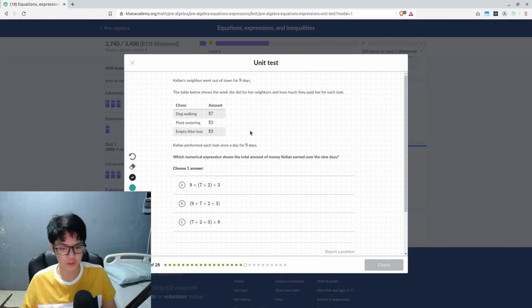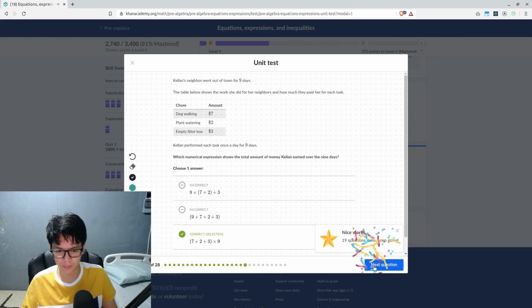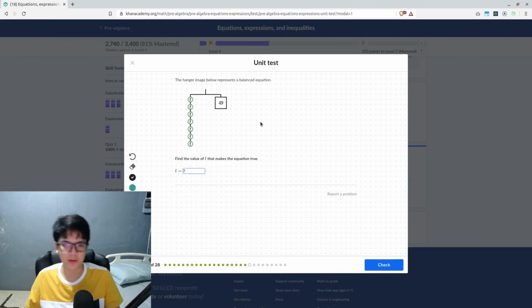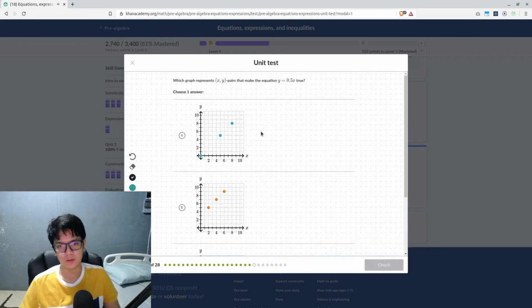Oh, it's 7 plus 2 plus 3 times 9. 7 plus 2 plus 3 times 9? Nope. Okay, cool. Oh, wow. 1, 2, 3, 4, 5, 6, 7 times 7 is 49. That's the only thing. The factors of 49 are only 7 and 7, and 1 and 49, of course.